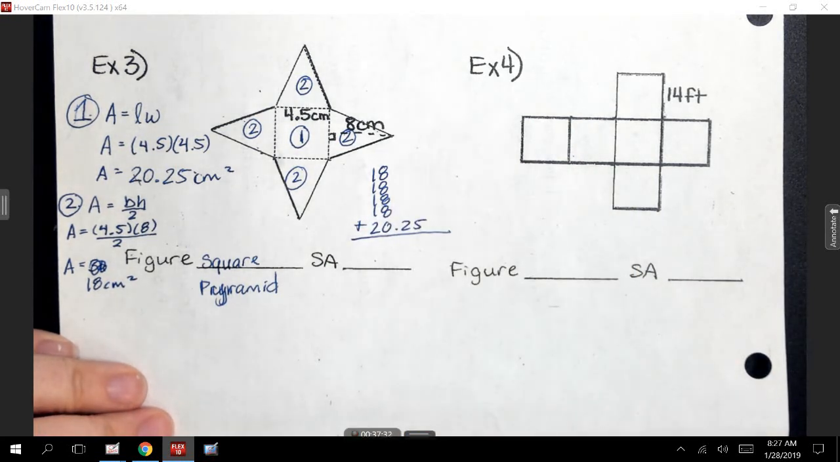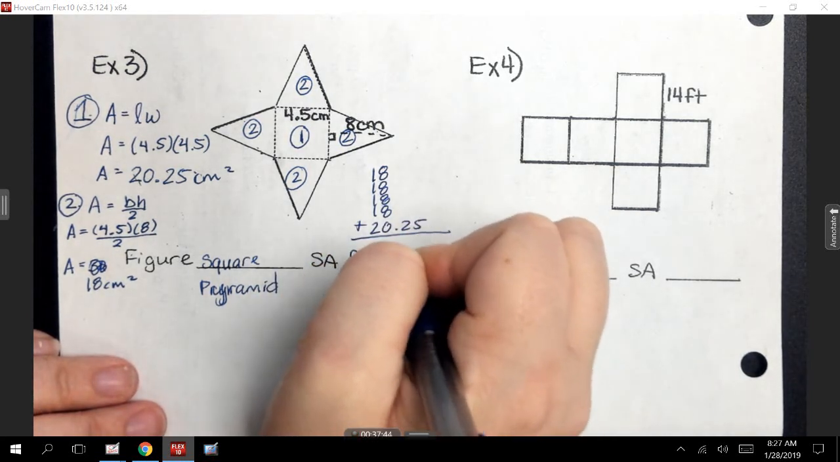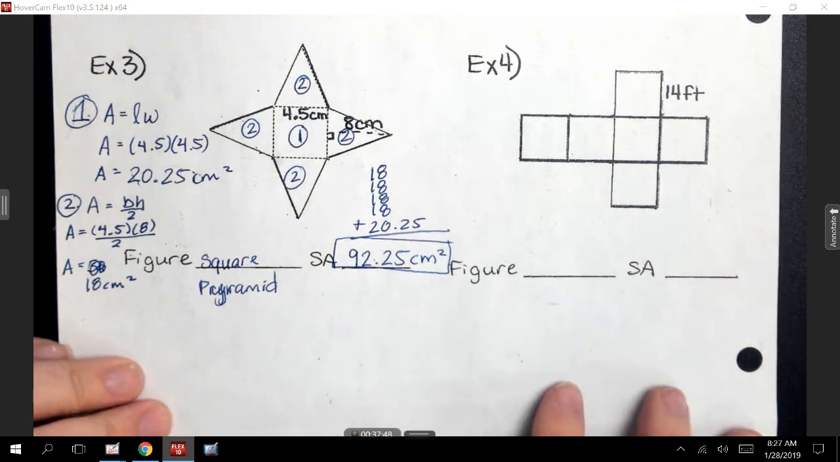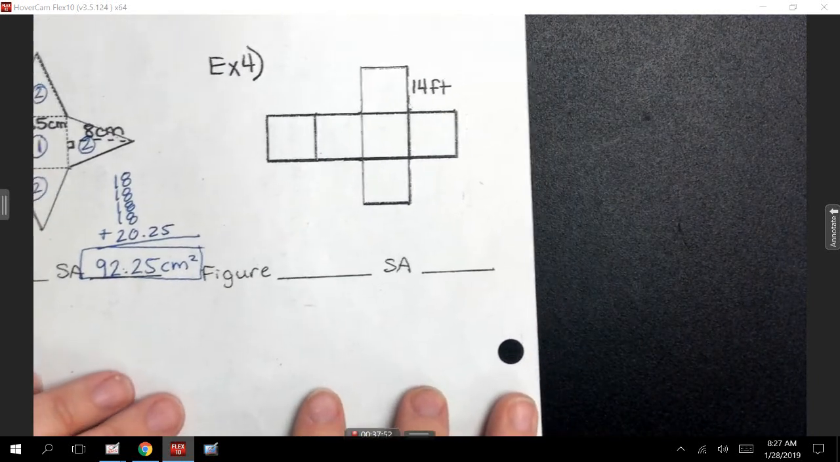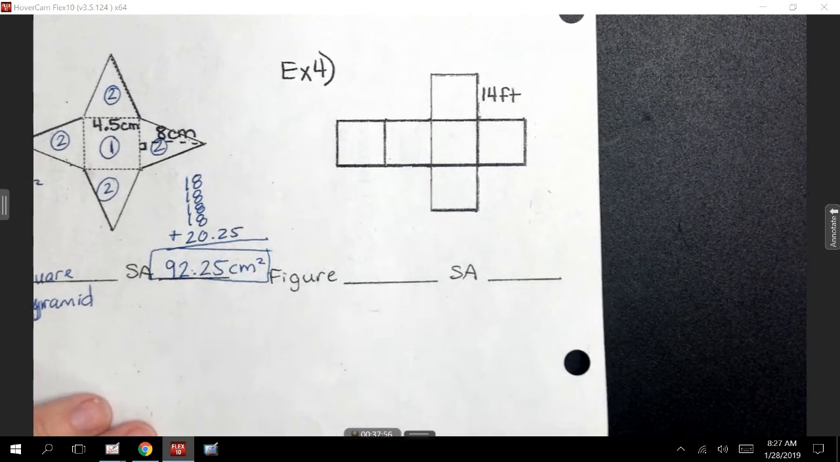Yes. You can do 18 times 4. That's fine. If you want to do 18 times 4 and then add the 20.25, that's fine. What do I get when I add that up, Ian? 92.25 centimeters squared. Excellent job. Y'all are doing really, really well with this, by the way. I'm kind of impressed by you guys. Yeah, don't forget that 20.25.